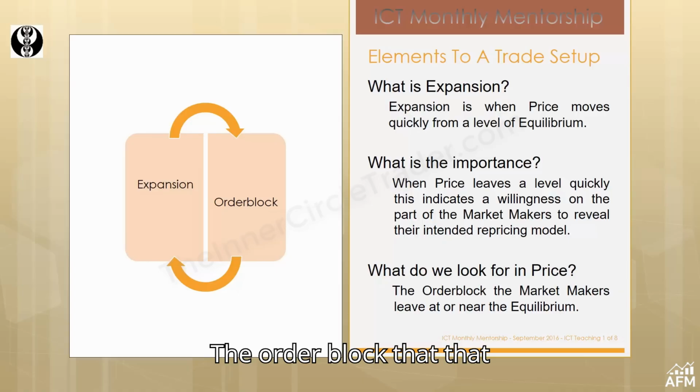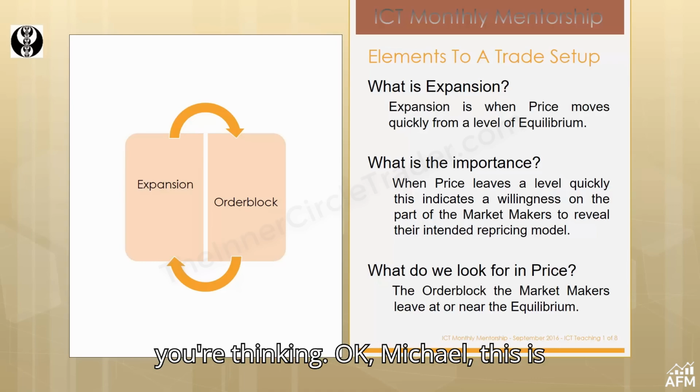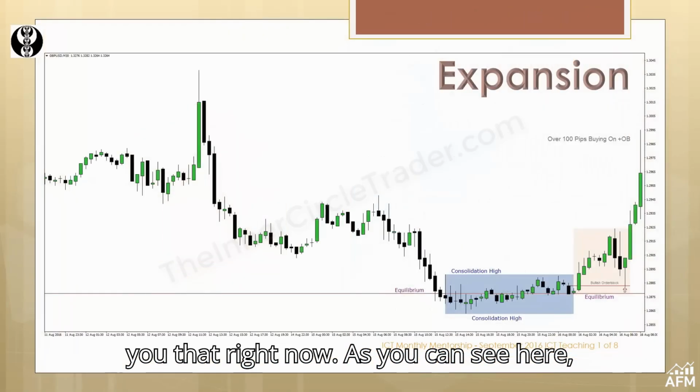The order block that market makers leave near or at the equilibrium price point. So I know what you're thinking. Okay, Michael, this is already going over my head. Give me some examples. No problem. I'm going to show you that right now.